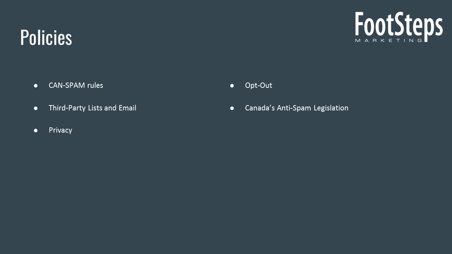And we will be talking about policies. As we know, there is always rules and regulations to just about everything, and it applies to email as well. Some of the policies that we need to look into are CAN-SPAM rules, third-party lists and emails, privacy, opting out, and Canada's anti-spam legislation. So we'll go ahead and start with some of the ones that are pretty basic, and for example, opt-out. If somebody opts out of your email, you have to go ahead and make sure that they're no longer on your list.